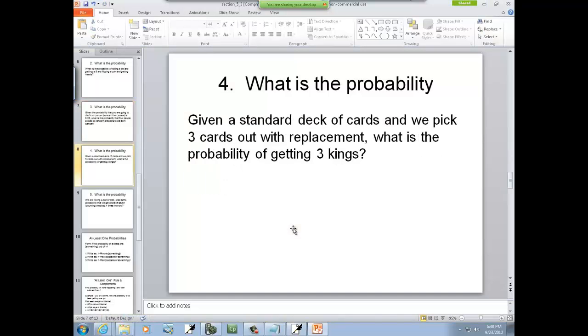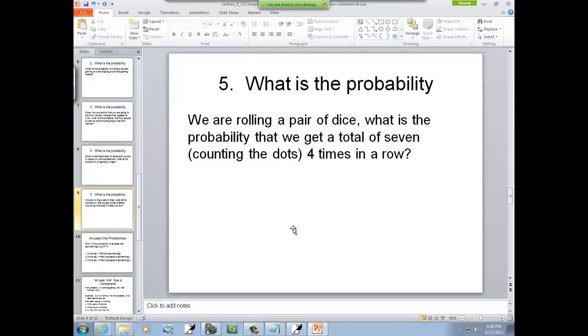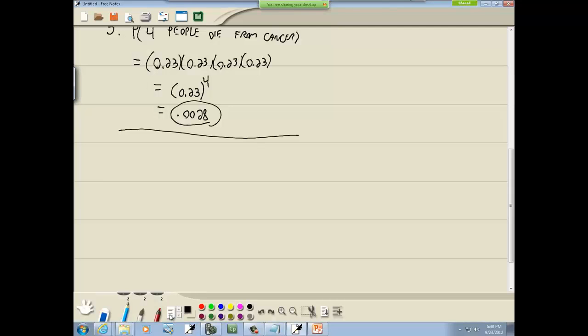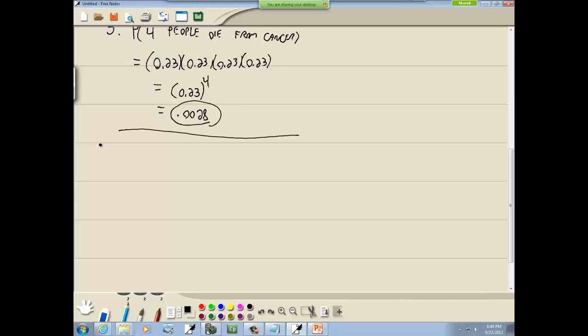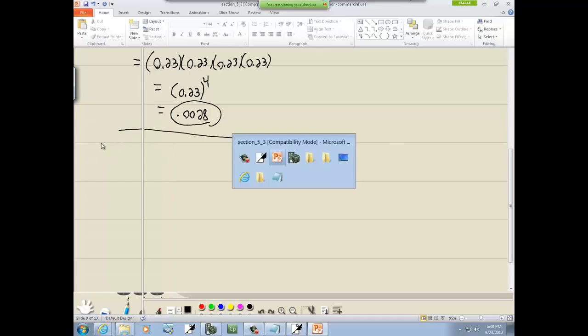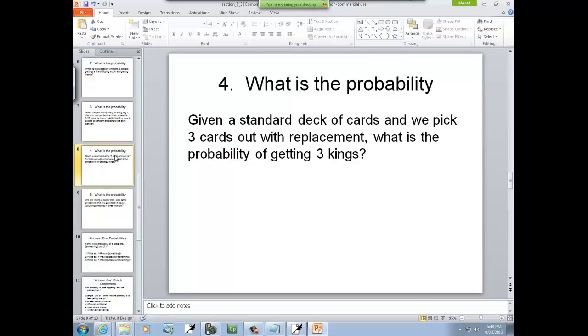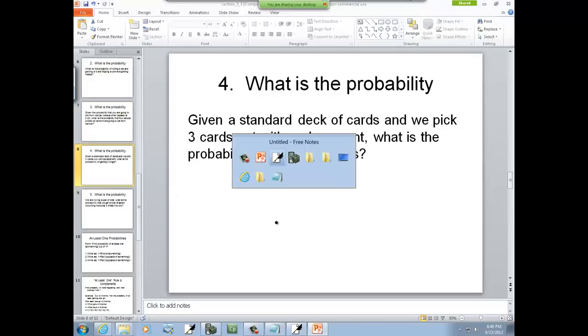Let's look at our next problem. It says we're rolling a pair of dice. What is the probability we get a total of 7, counting the dots 4 times in a row? Well, let's talk about dice first. Oh, I skipped one. Sorry.